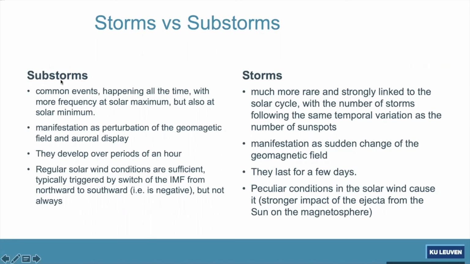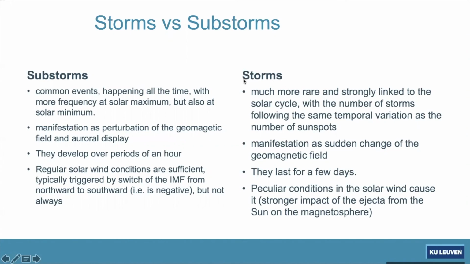So substorms are regular, common events. They happen all the time. It doesn't need to have a storm. So nothing peculiar is happening on the sun. There is no eruption, but still there are variations in the solar wind. And just because there is a small variation in the solar wind, that triggers some event around the Earth. So that's a small storm, let's say. We should really call them superstorm and small storm or something like that. But the name is substorm and storm.